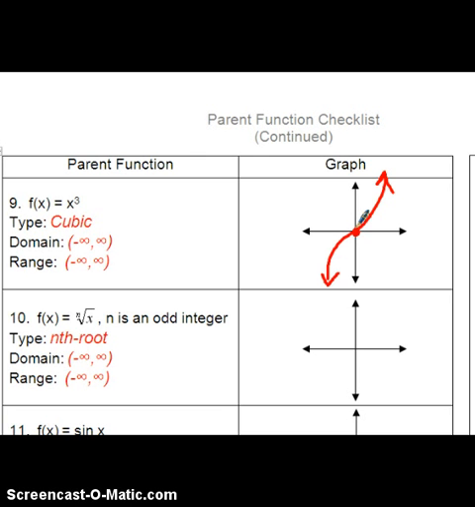The next function is f of x equals the nth root of x, where n is an odd integer. And an odd integer, of course, is a number that's not even. So, for example, n can equal, say, 3, 5, 7, 9, etc. Again, this type of function is called the nth root. Its domain and range is from negative infinity to infinity. And of course, it looks also like a snake, but more flattened out like that. So again, go ahead and draw this graph on your paper as well.